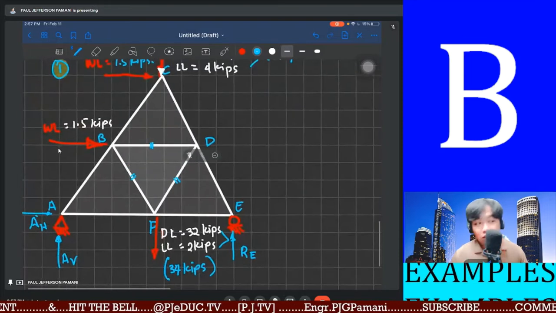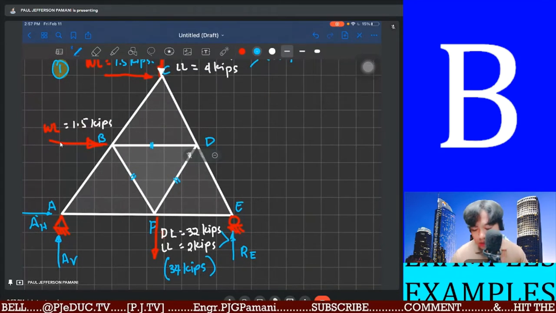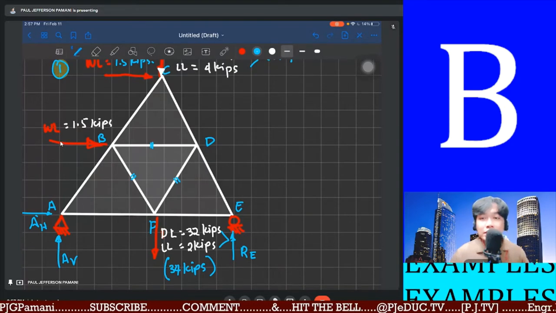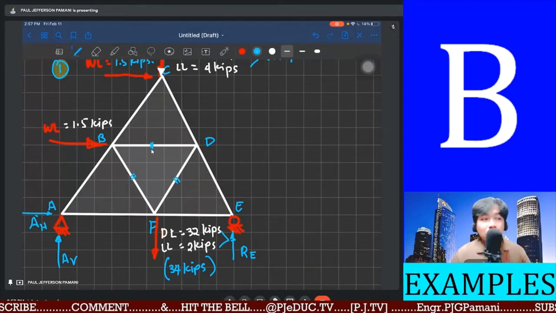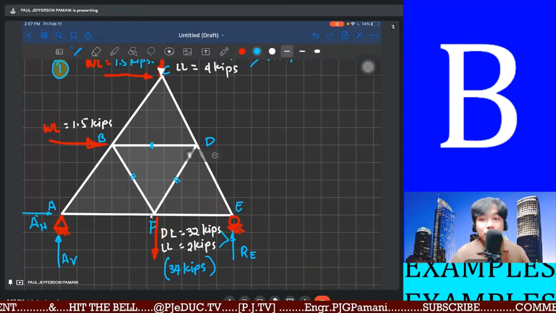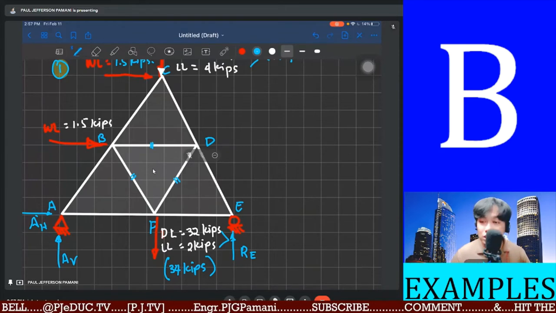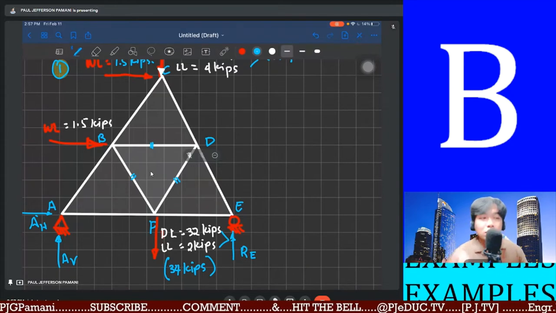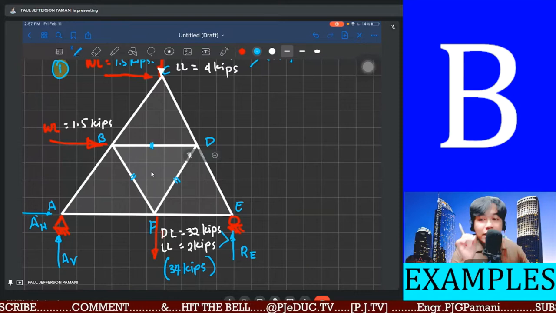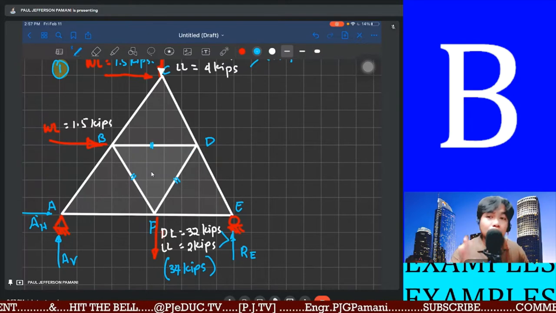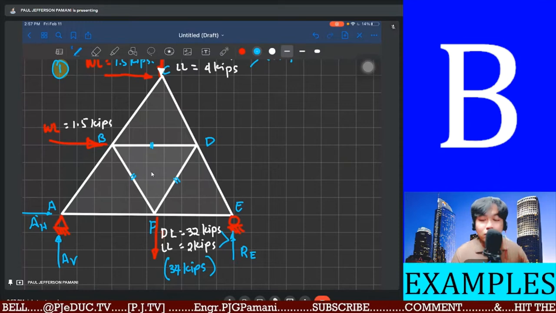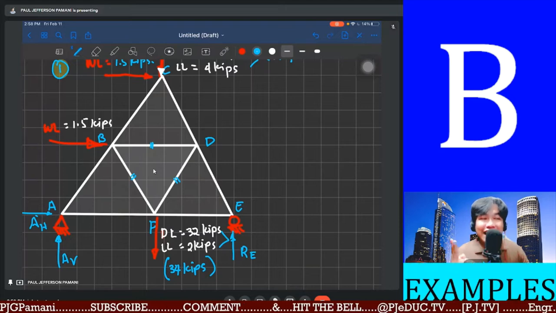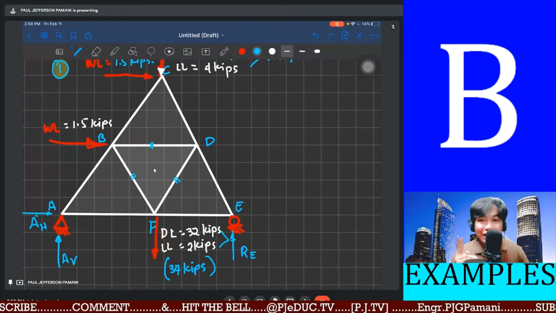So, kung method of sections, we still need to dissect a specific number of members, then perform FBD analysis or free body diagram analysis to lay out whichever member we should solve first among those three para mas madali sa section. Or you can use the second method, which is the method of joints. With method of joints, start solving at a joint where there are only two bar forces which are unknown. So hanapin niyo yung joint na merong dadalawang member lang ang unknown.